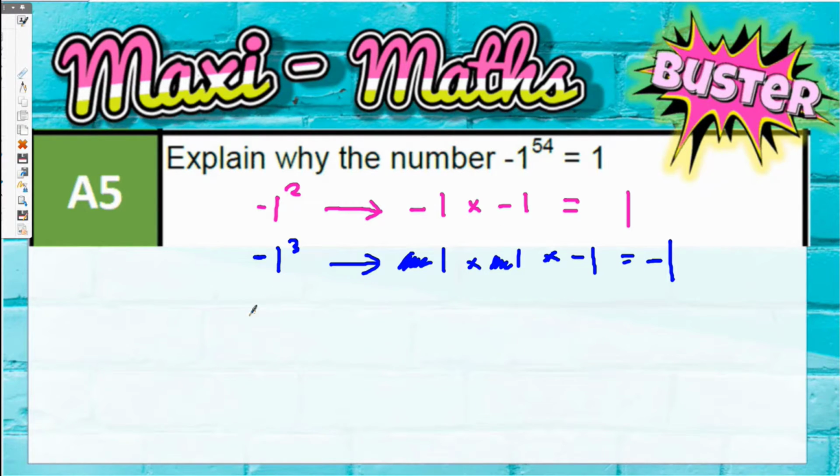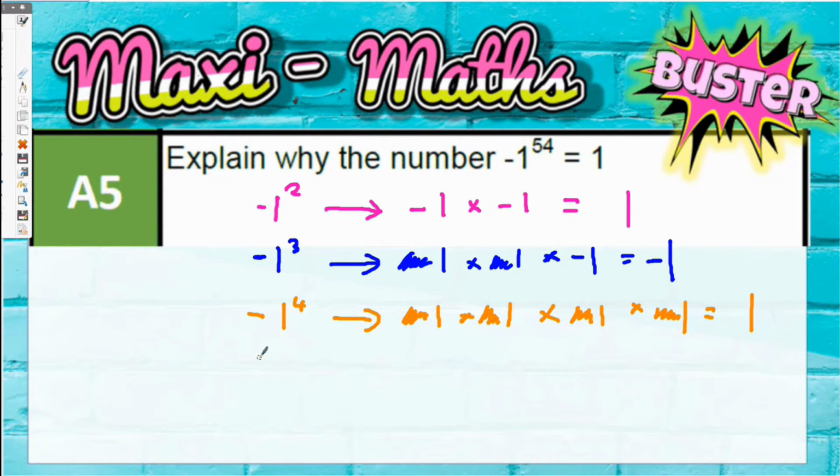Now try another pattern. So -1 to the power of 4. This is -1 times -1 times -1 times -1. So this time you've got this negative and this negative would pair up to make a positive. This negative and this negative would pair up to make a positive. So all the negatives cancel each other out and make positives because they all fit into pairs. So then you're just left with 1 times 1 times 1 times 1, which is just 1. So -1 to the power of 4 is +1.